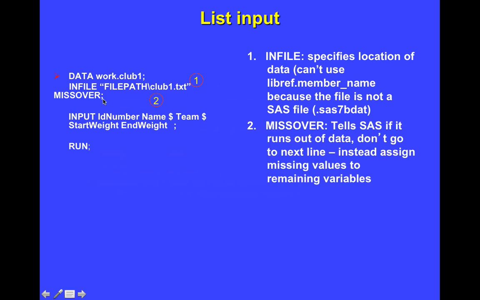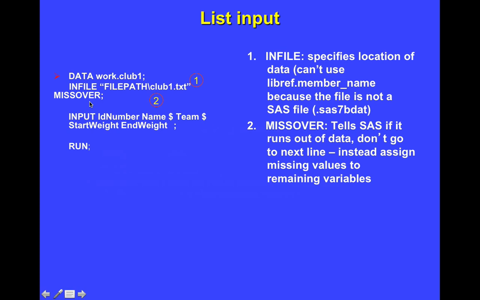In addition, we have a missover statement. And what the missover statement does is it essentially tells SAS how to handle missing variables. And I'll show an example of that as we go on. But very briefly, without a missover statement, if SAS comes to a place where it's expecting data and there are no data there, it will just keep reading, and it will read until it finds some data, and the first set of data it comes to, it will read into that variable.